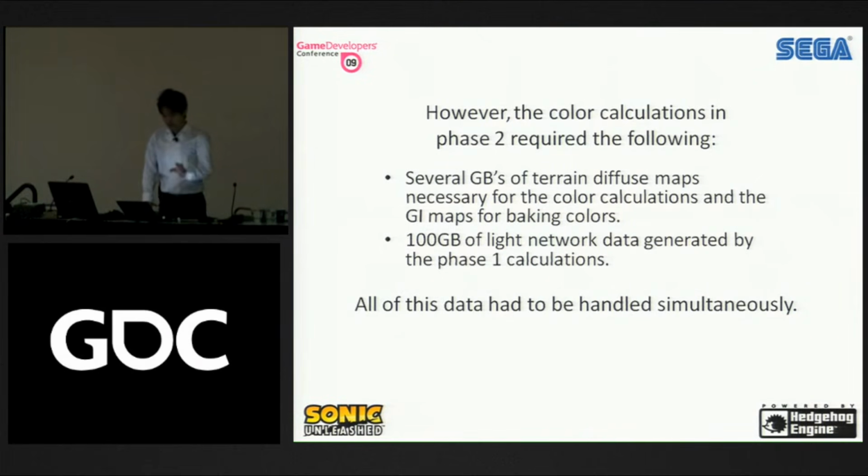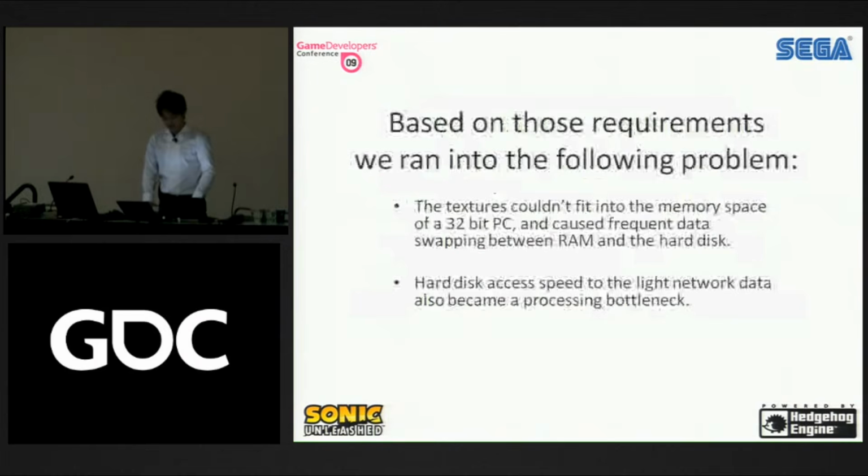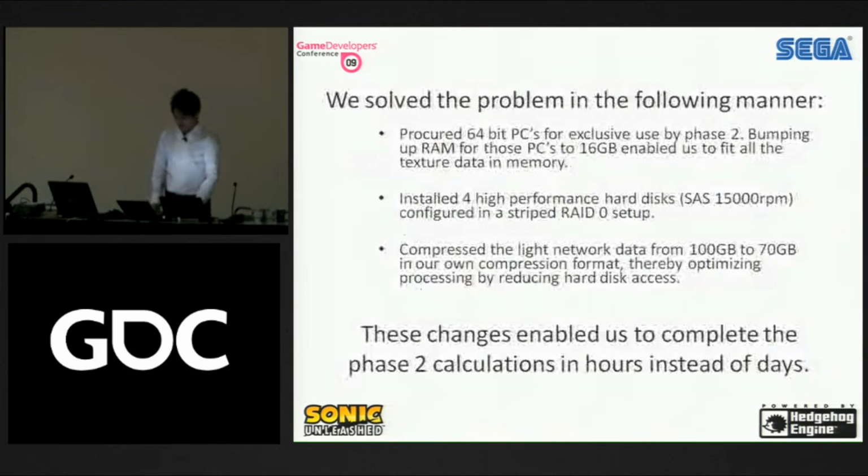In phase 2, the calculation usually takes 100 gigabytes for one level. We need to deal with this data simultaneously in phase 2. Then we have a problem. With a 32-bit PC, we couldn't put the texture in memory. There is always swapping between memory and hard disk. In the light network, accessing the hard disk takes forever.